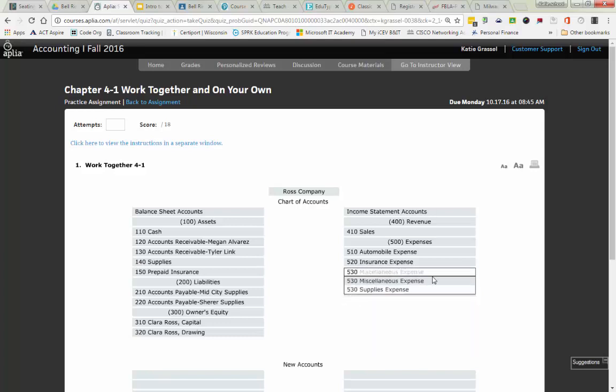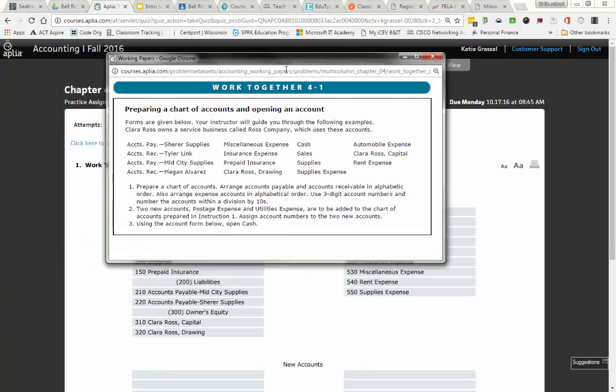530 is miscellaneous. 540 rent. 550 supplies expense. And there's our happy little chart of accounts for a Monday morning. So we just went through and did instruction number 1.